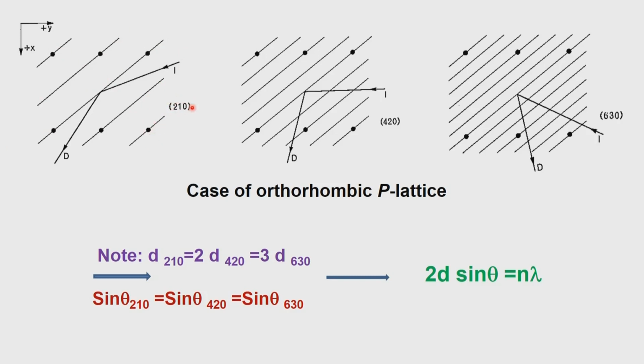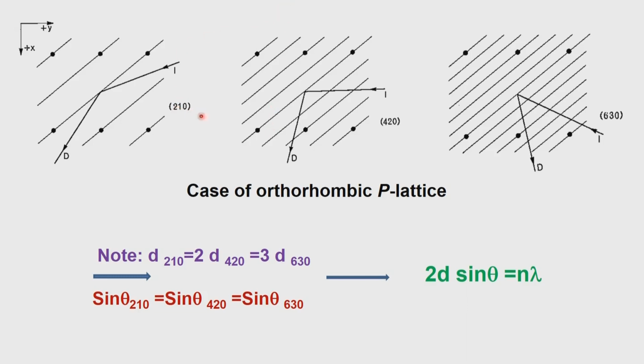So, if you consider 210 only, you will see that the incident ray is here and the diffracted ray goes like that. I have indicated plus and y as the directions. So, you will get a value of sin theta 210. Since 2d sin theta is n lambda, this d 210 is in fact equal to 2 d 420, because you are now making 2 into 2 and 1 into 2. So, this distance by reciprocity will become half. If you double the HKL values, by reciprocity, it becomes half.